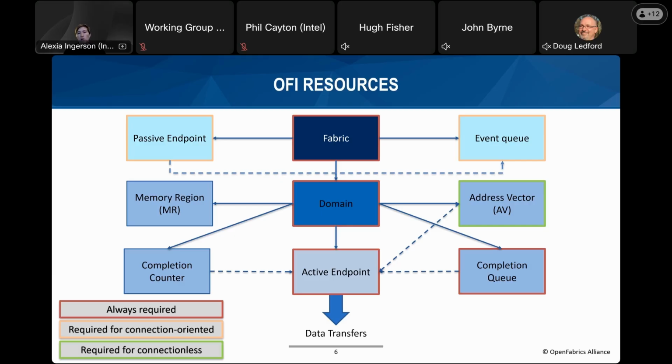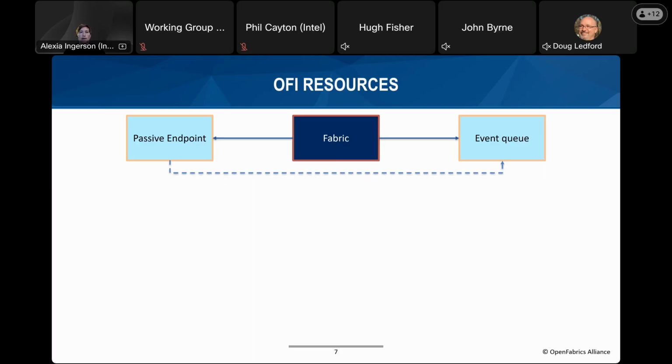Active endpoints at the bottom there are also allocated under the domain, and they are the gateway to your communication. So all data transfers are going to be initiated on an endpoint, and that endpoint can be connected or connectionless. That endpoint also must be bound to at least one completion queue, and if using a connectionless protocol, to an address vector as well. So let's take a look at each one of these resources and the APIs that use them. And let's first just break it up into sections to simplify. So the first is our fabric resources.